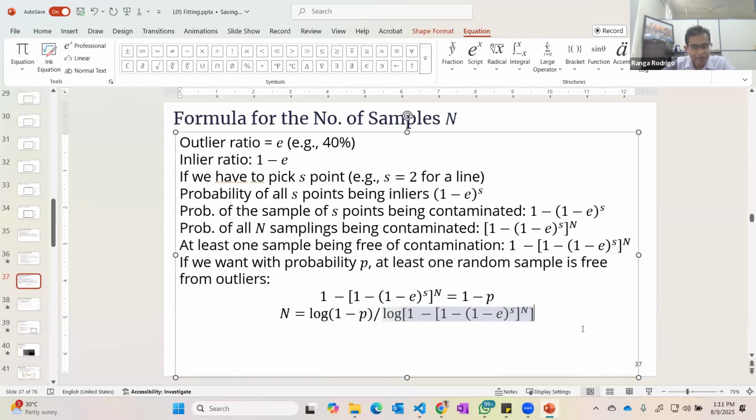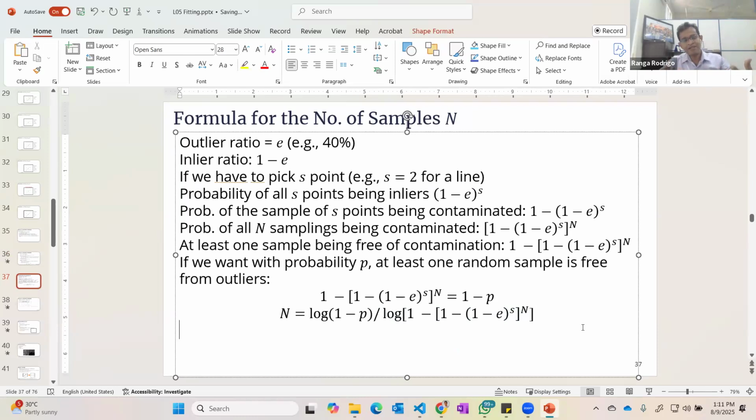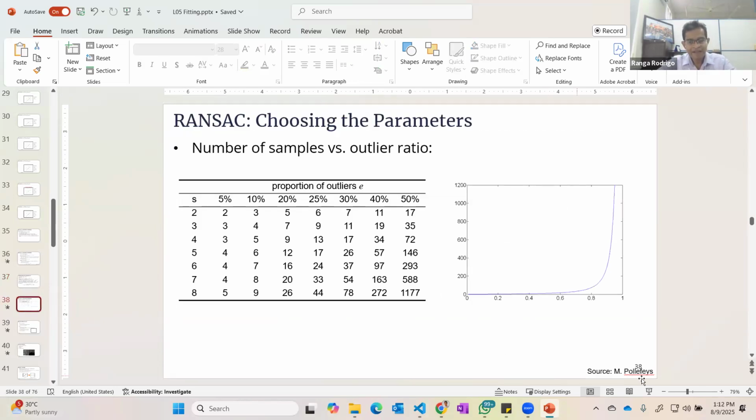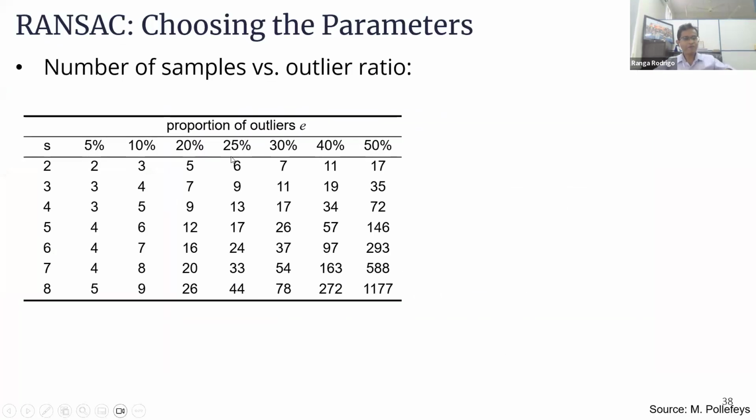Yeah, this is how you compute how many times you have to sample to get, with probability P, at least one correct sampling. So if we set P equals 99%, 99% of the time we will get at least one correct sample if we do n samplings. That's the idea. So here is a calculation of that formula.